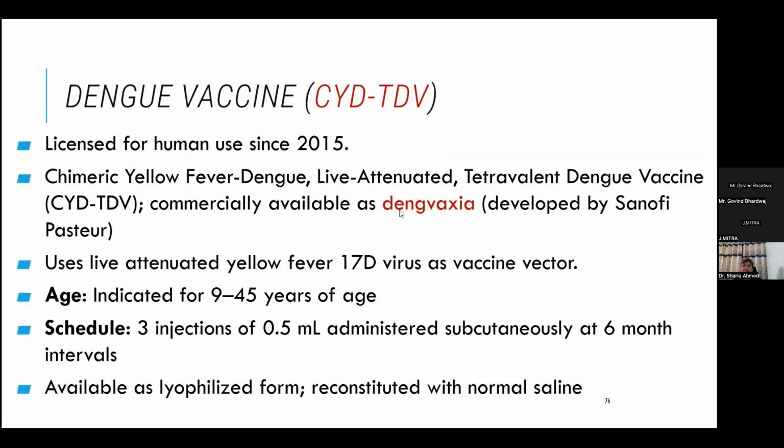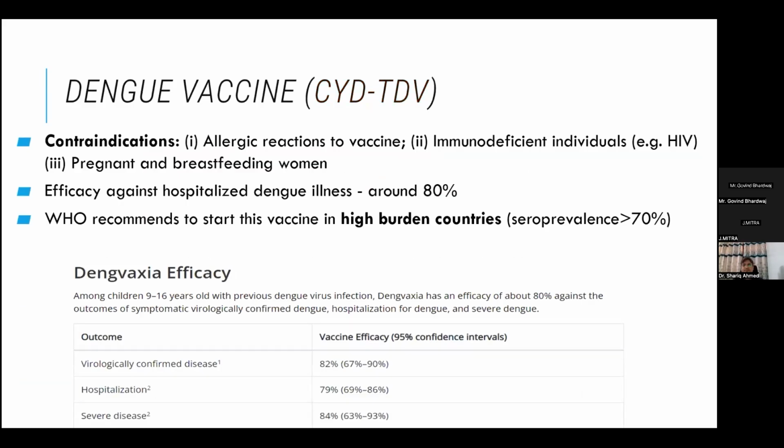It is a tetravalent vaccine, and it is developed by Sanofi Pasteur. It utilizes the live attenuated 17D yellow fever vaccine virus as a vector, which contains the outer envelope and serotypes of the dengue virus. It is indicated in 9 to 45 years of age. The dose is 0.5 ml administered subcutaneously at 0, 6 and 12 months. It is available in lyophilized form and reconstituted in normal saline to be given.